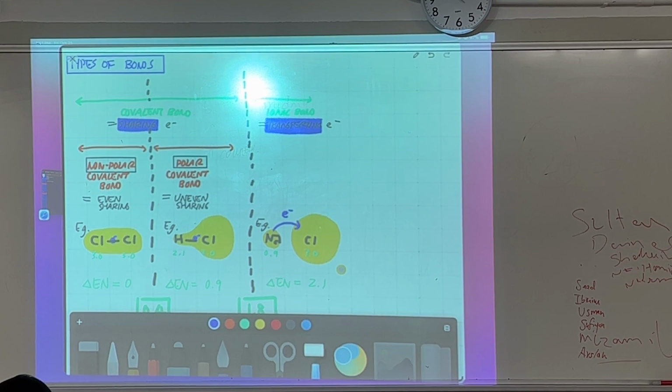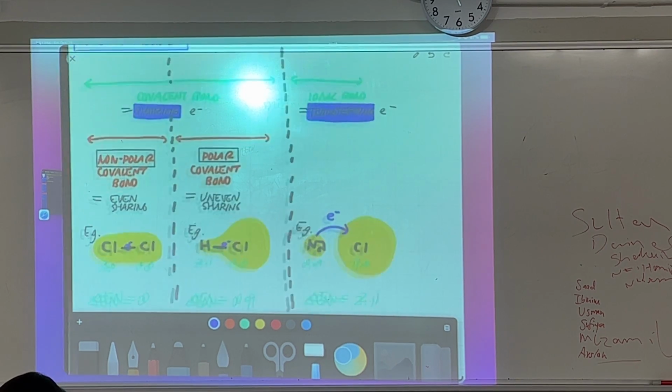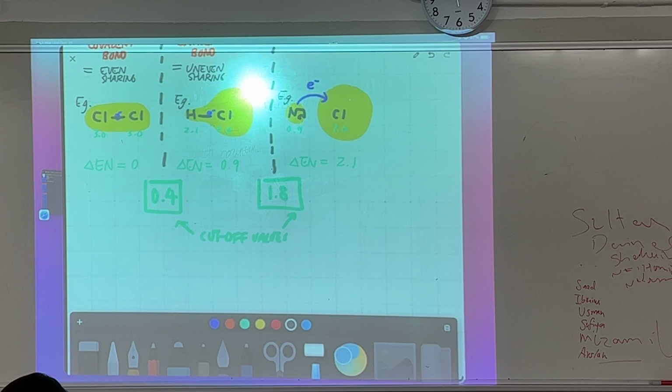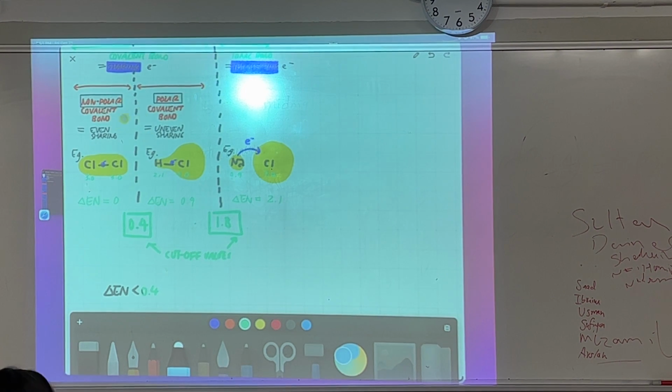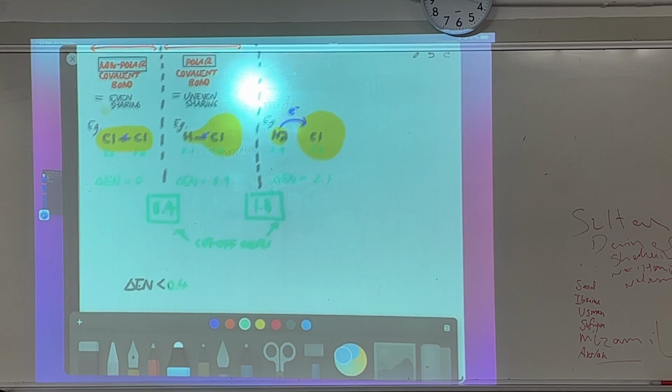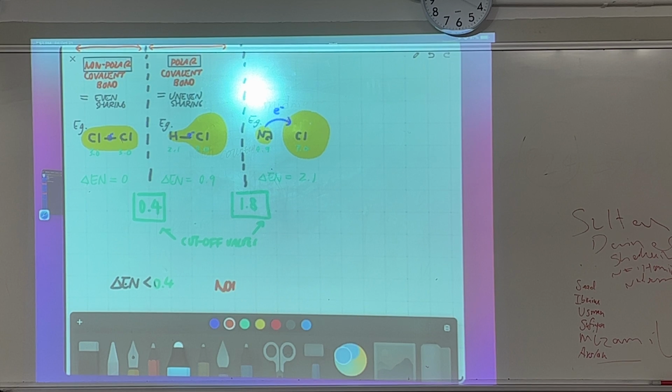So you can put down three different conditions then. Actually, I've summarized it for you in here, but let me put it on this page. When you have a bond with delta En less than our first cutoff value, 0.4, it is considered a non-polar covalent bond. So this is equal to non-polar covalent bond.